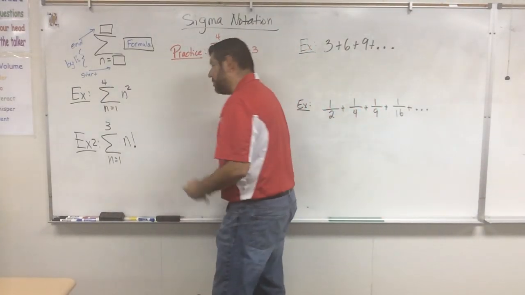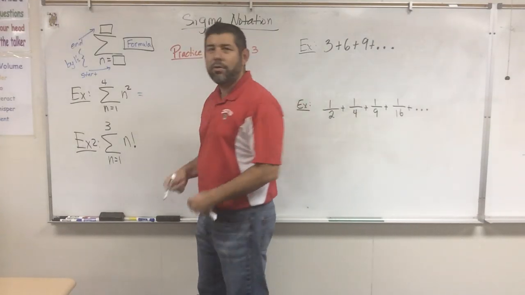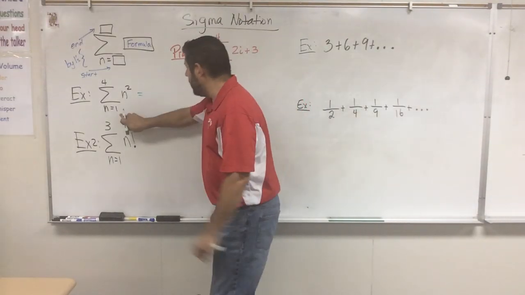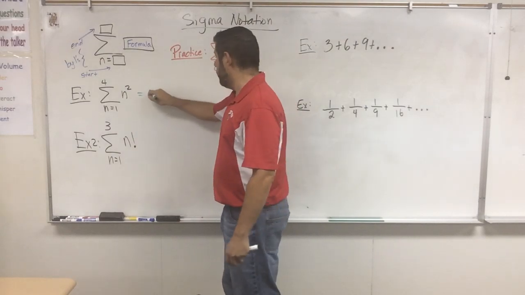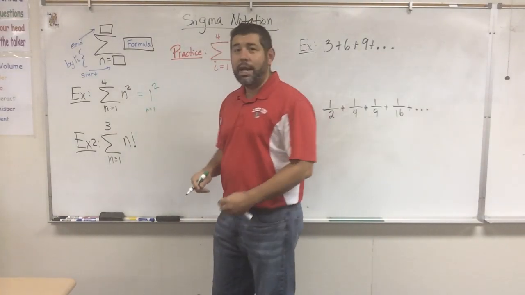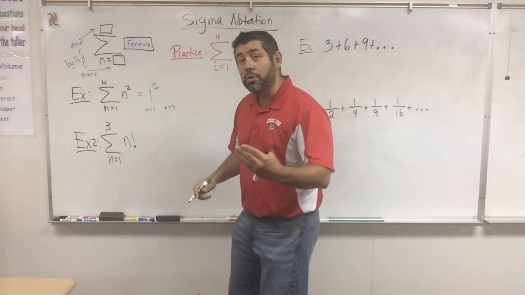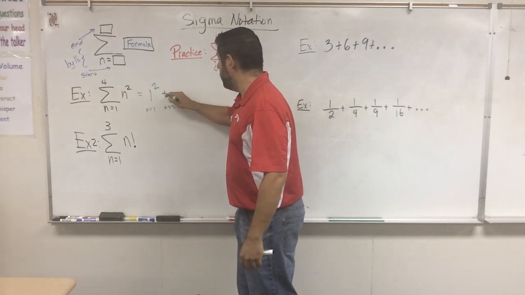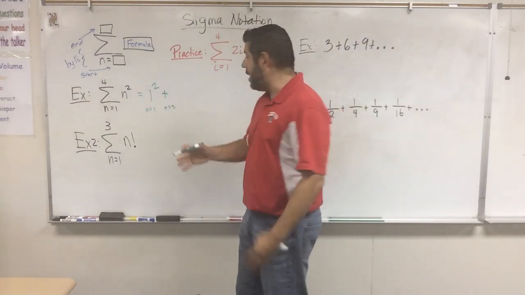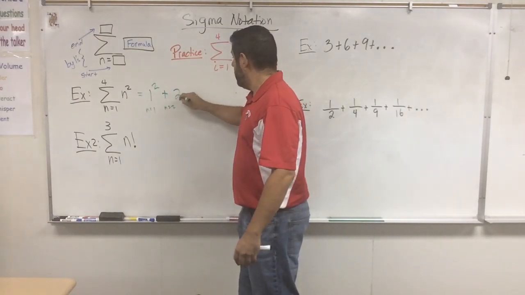This is how it looks. I'm going to write it out so you can see, and then you might not have to write it out the whole time. We're going to plug in 1 here, so we have 1 squared. That was n equals 1. Now we go again with n equals 2, so we plug 2 in for n. And we're going to add them. Remember, sigma means to add. So we plug 2 in here and get 2 squared.